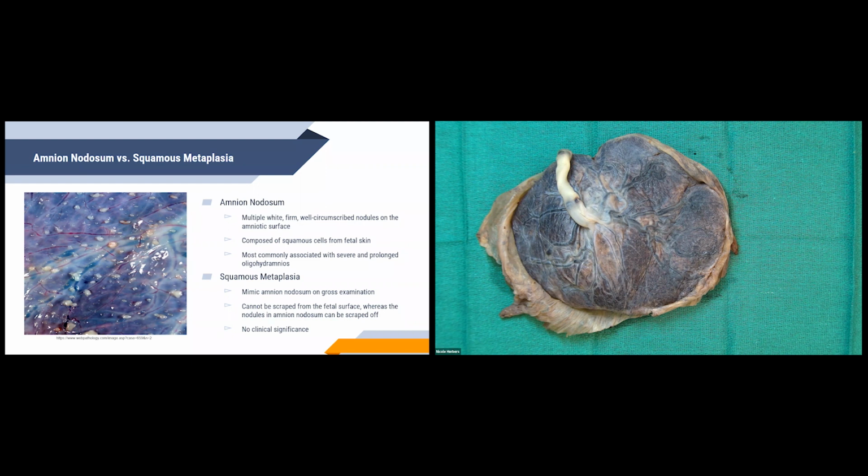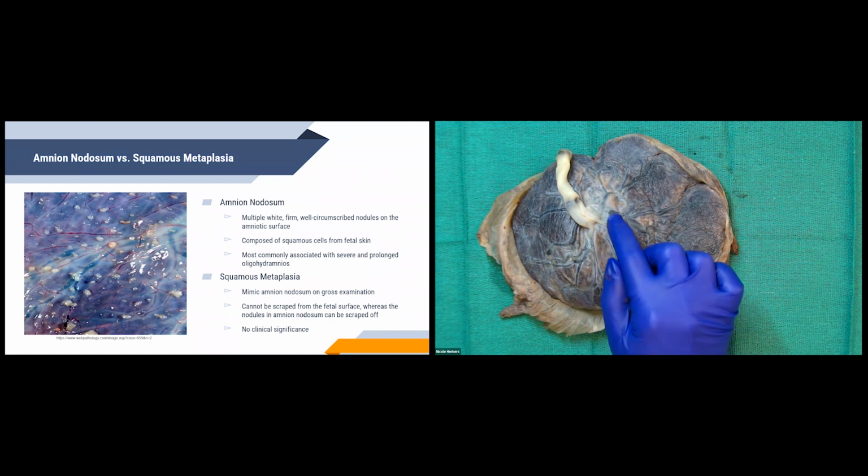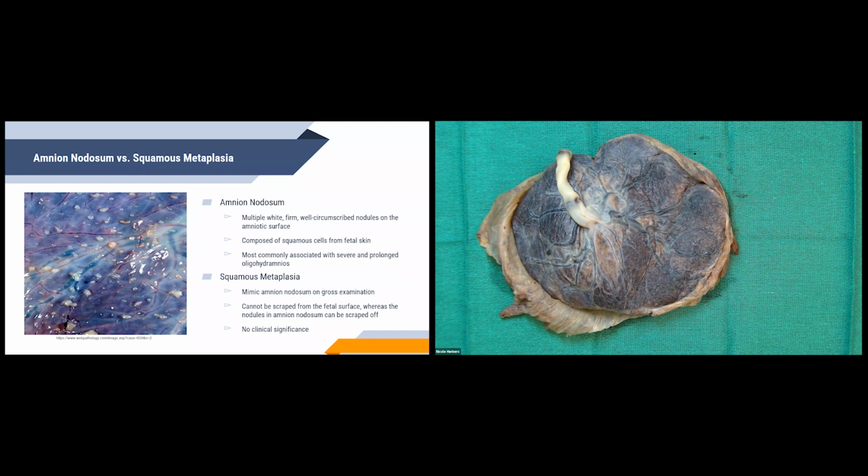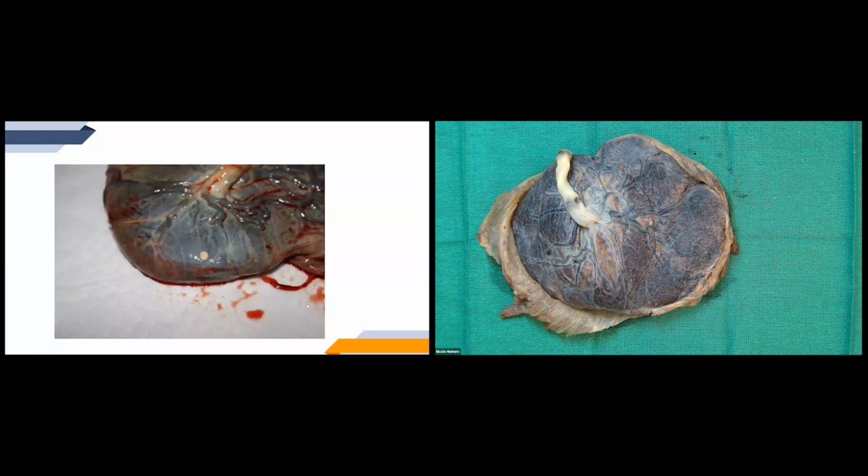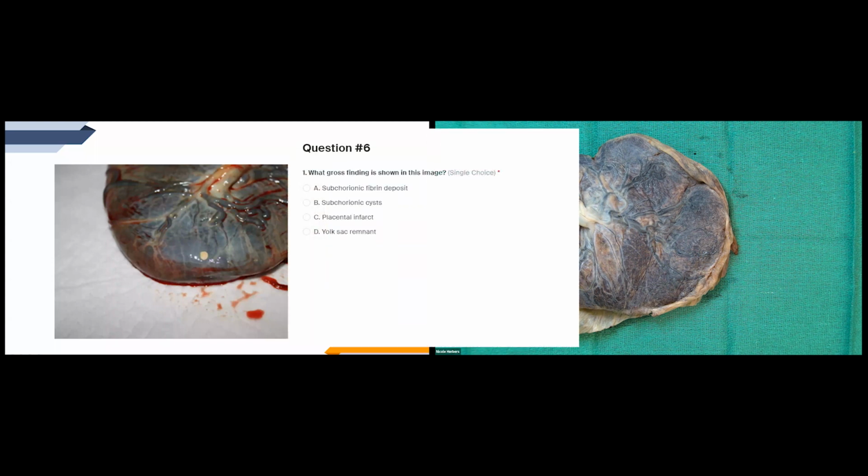Another difference is that amnion nodosum can occur anywhere on the amniotic surface, versus squamous metaplasia most commonly occurs at the site of umbilical cord insertion. So that would be around this area. Squamous metaplasia also has no clinical significance. So in relation to this image here, I'll put up our next polling question. What gross finding is shown in this image?